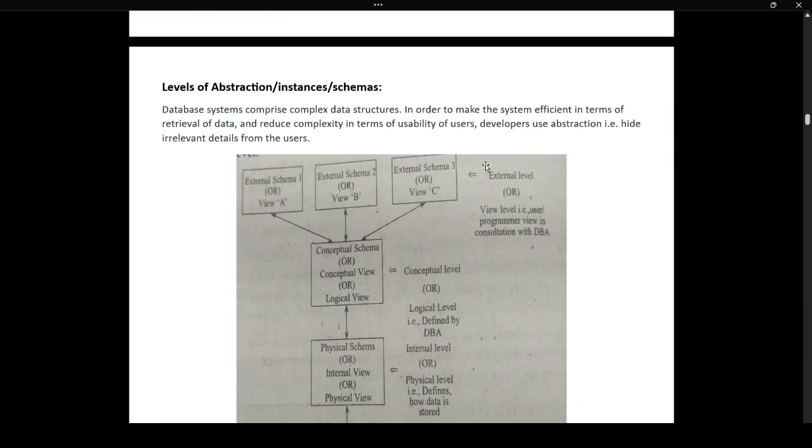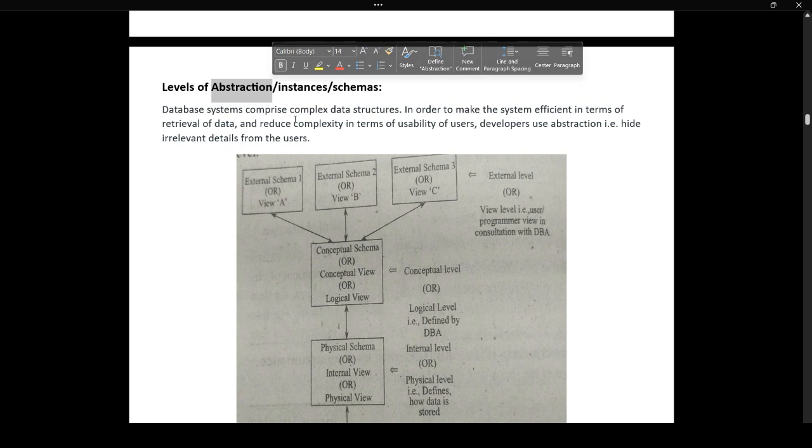Before knowing the levels of abstraction, we need to know what is meant by abstraction. So what is meant by abstraction? Abstraction is nothing but hiding of internal details.